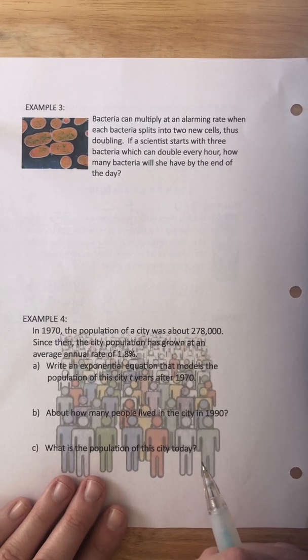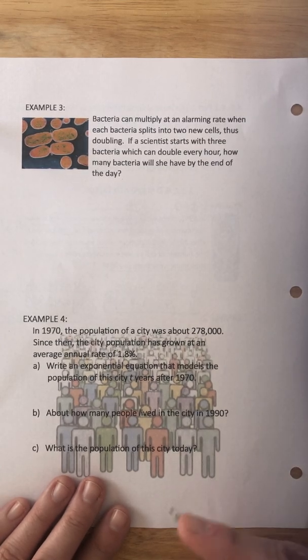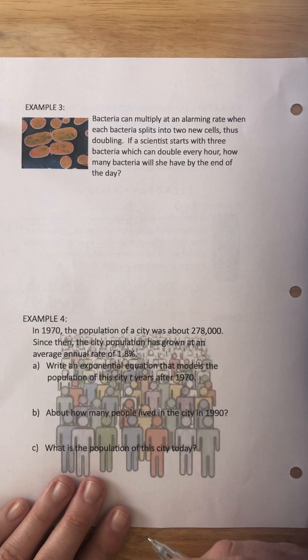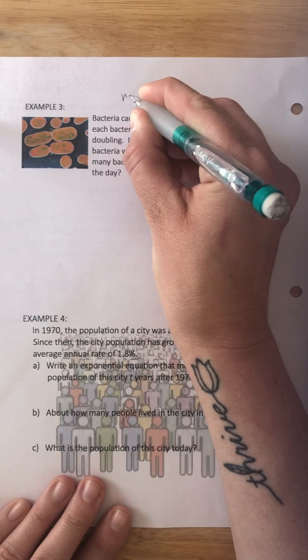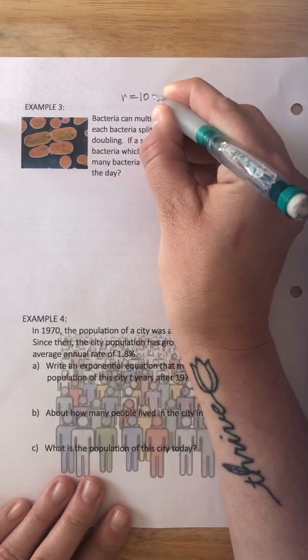Okay, so let's go back and look at the problem. We want to look for things like what's the initial amount, what's the rate of growth. So it says bacteria can multiply at an alarming rate when each bacteria splits into 2 cells. So in other words, we're starting off with 1 cell and then it splits into 2. Well, what kind of growth is that? If you start off with 1 and you end up with 2, that is actually a 100% growth.